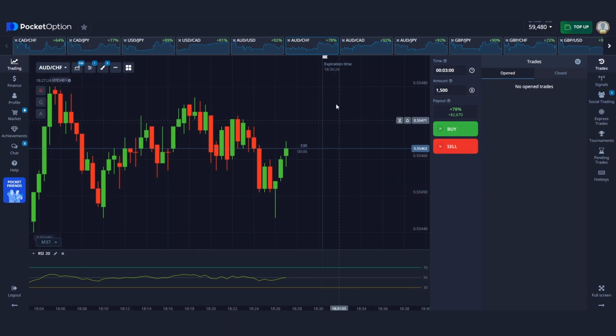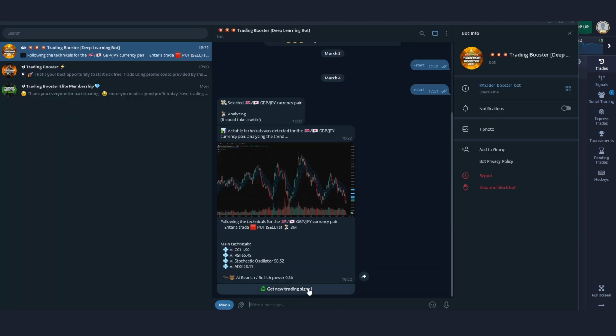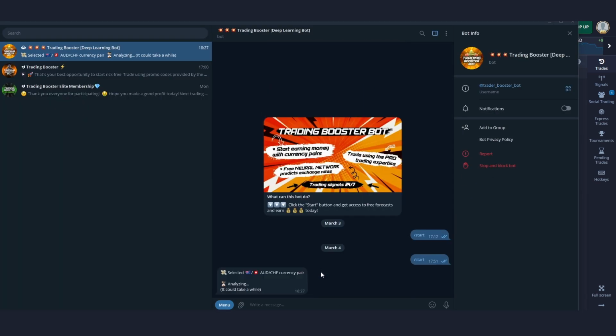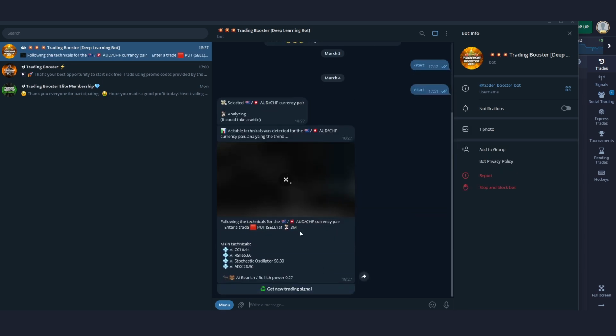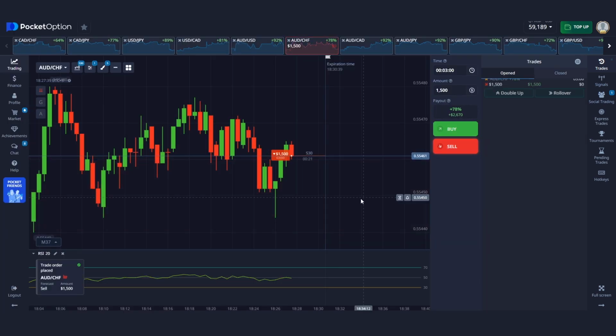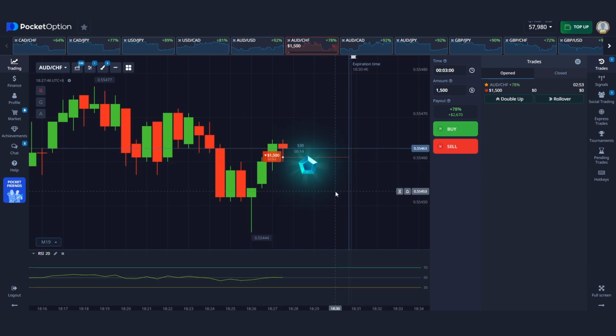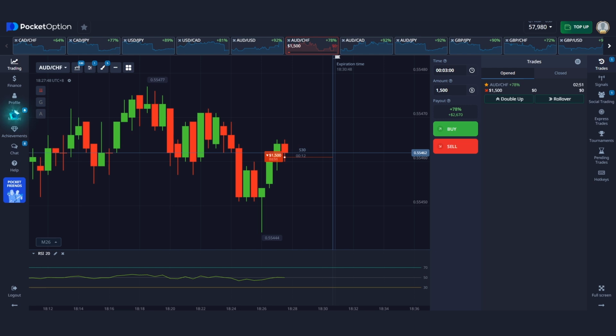I choose the currency pair Australian dollar, Swiss franc. I go back to the booster bot, select the same currency pair and set the trade time to 3 minutes. And I receive a signal for selling, and right from here I open a sell trade because the RSI indicator is in the central zone. Accordingly, the trade is very safe and you can safely observe the result.